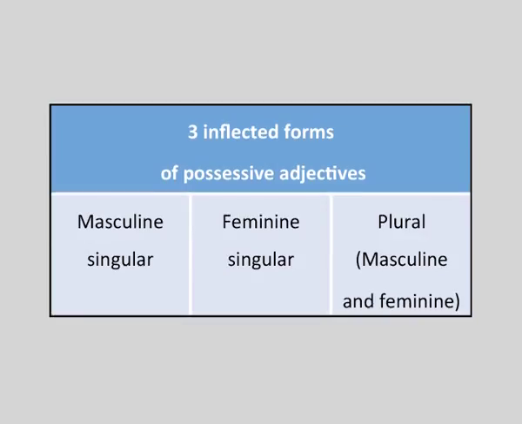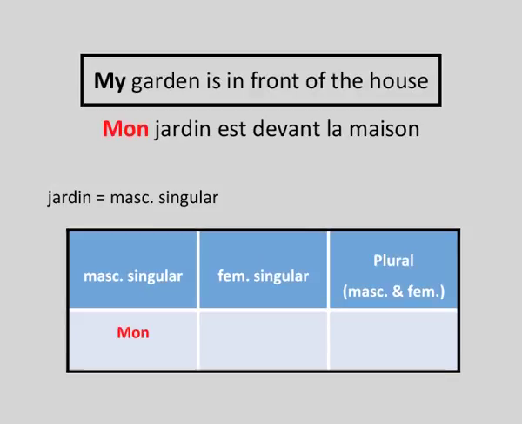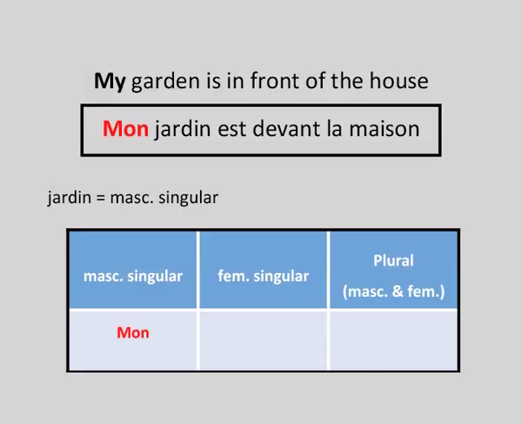In French, almost all possessive adjectives have 3 inflected forms: masculine singular, feminine singular, and plural, masculine and feminine. Let me illustrate each inflected form with an example. To simplify things, we'll consider only the possessive adjective my that is associated with the singular form of the first person. Let's begin with the masculine singular form. My garden is in front of the house. The French equivalent of this sentence is Mon jardin est devant la maison.